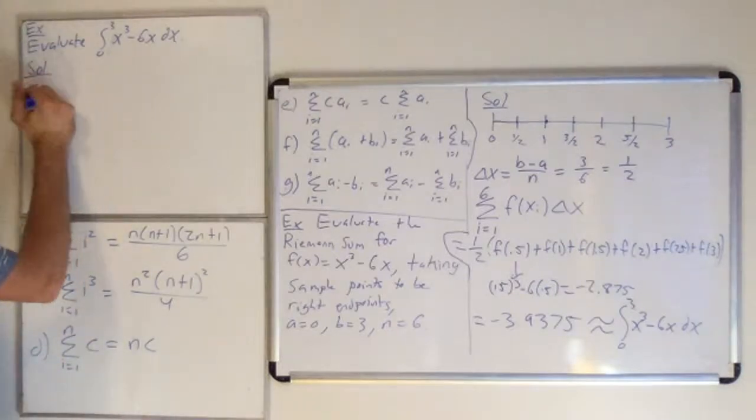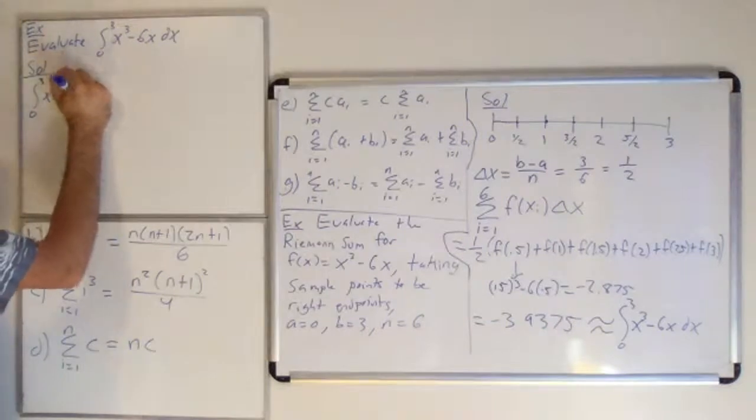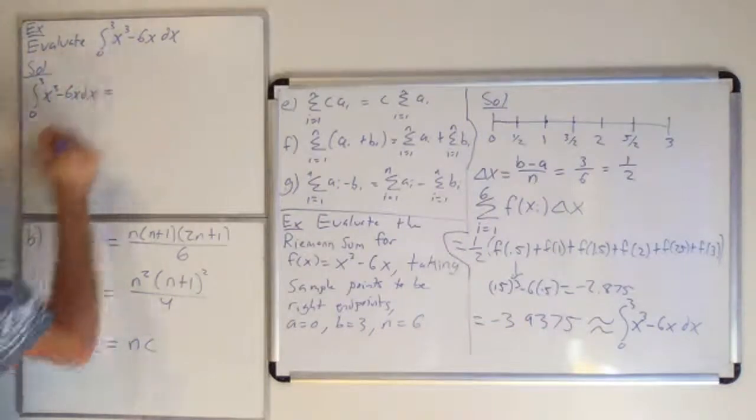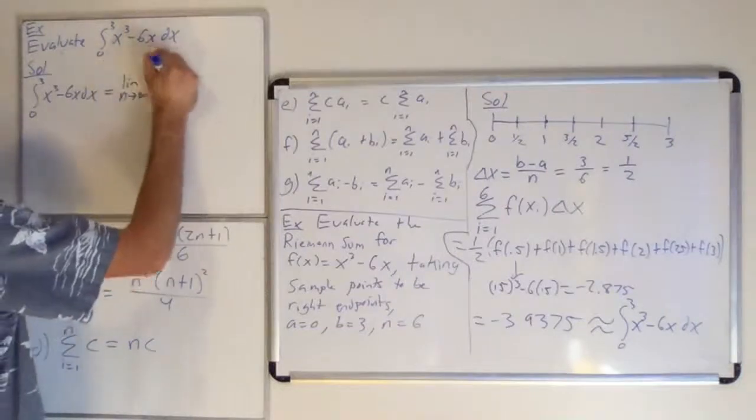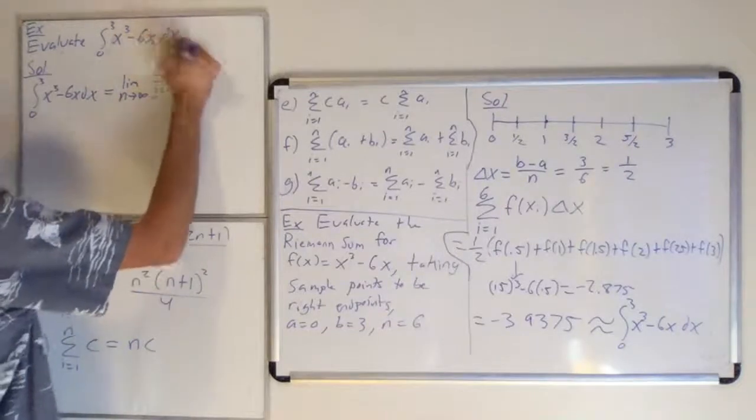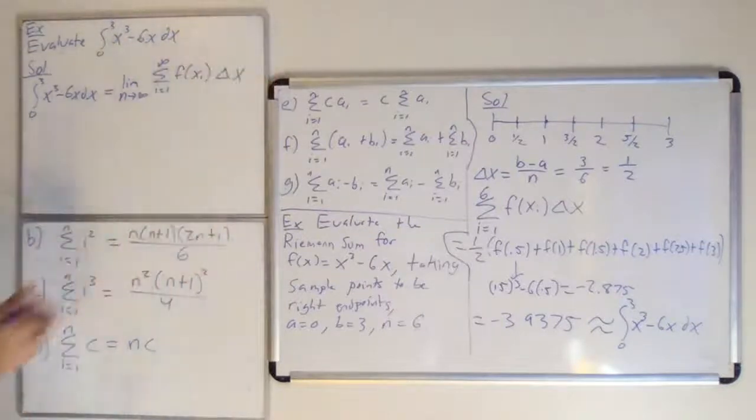So we know that the integral from 0 to 3 of x to the third minus 6x dx is equal to the limit as n goes to infinity of the sum from i equals 1 to n of f of x sub i delta x.